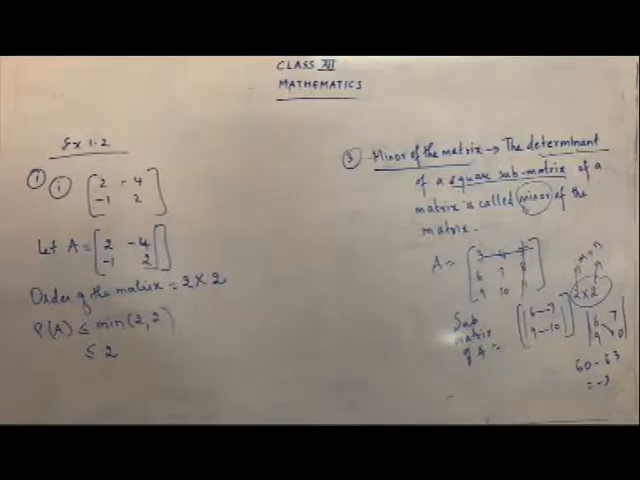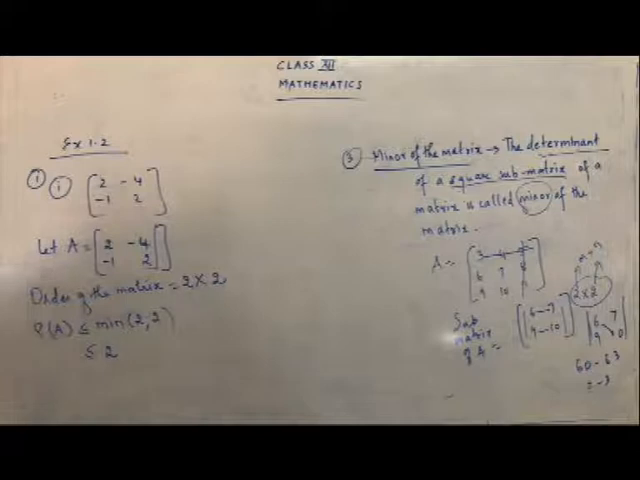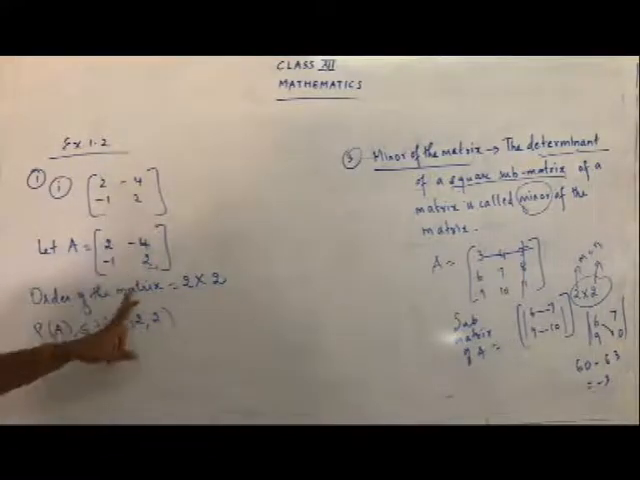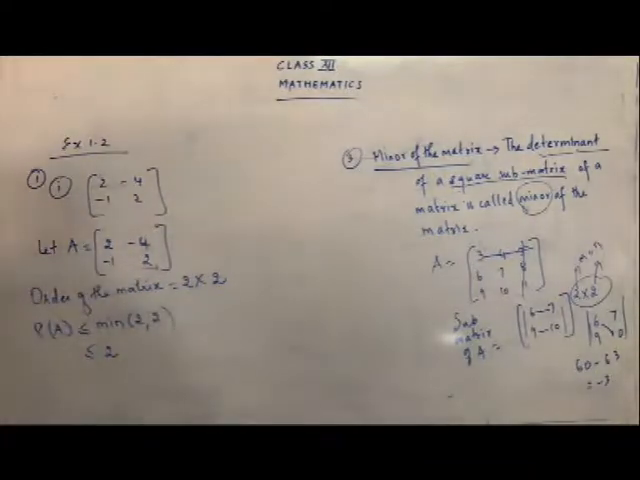So we have taken 2 steps. What was the first step? You just give a name to the matrix. The second thing is to write the order of the matrix. I hope you are clear how to write the order: write the number of rows and then the number of columns. How many rows are here? 1, 2, so 2 rows. And the number of columns? 2. So 2 by 2.